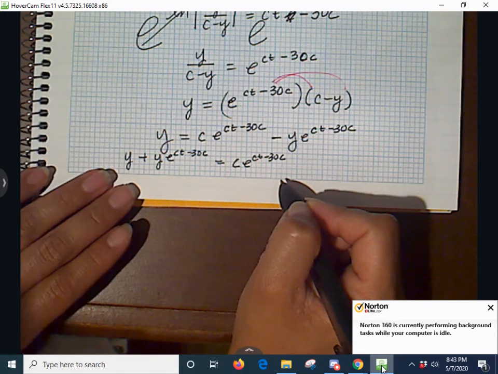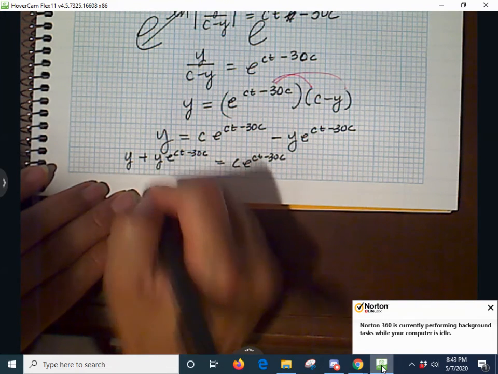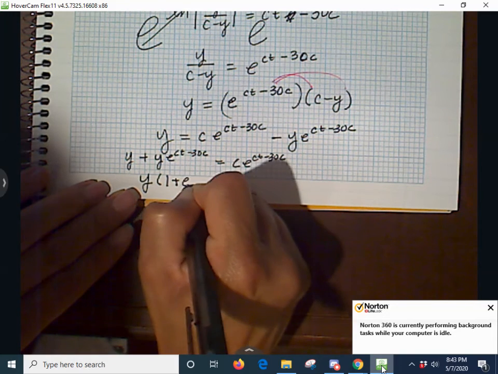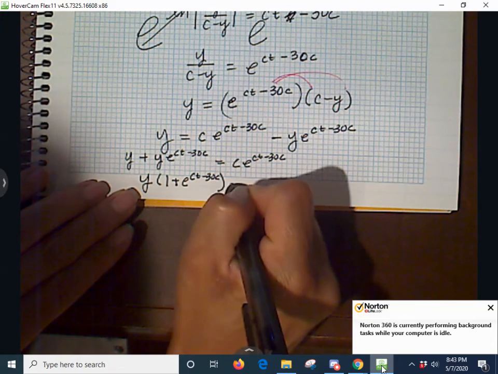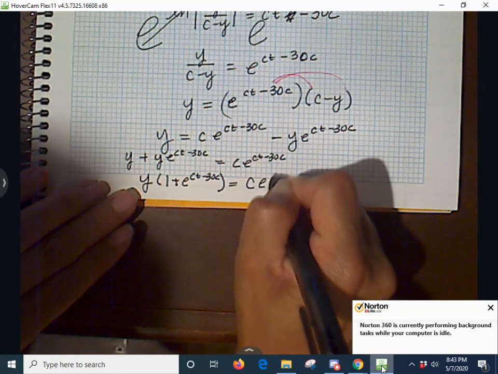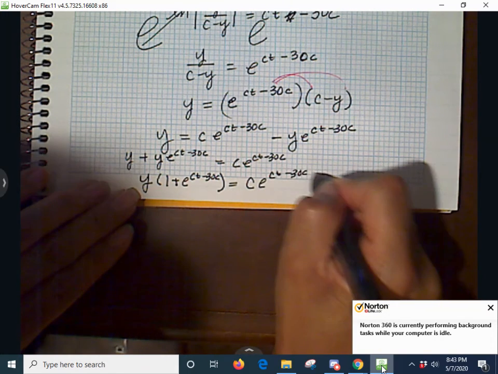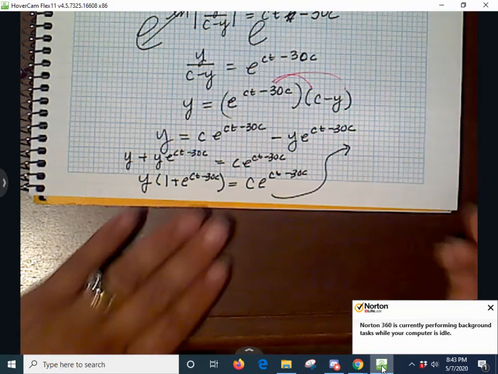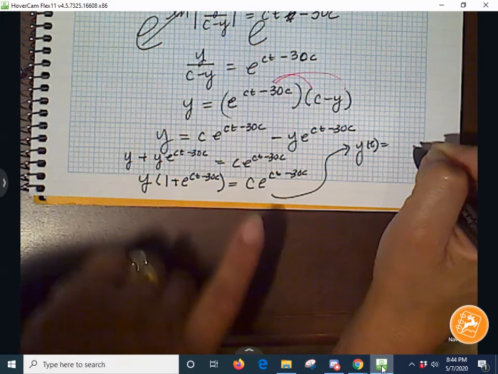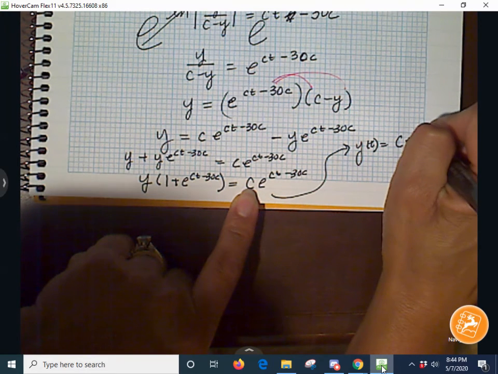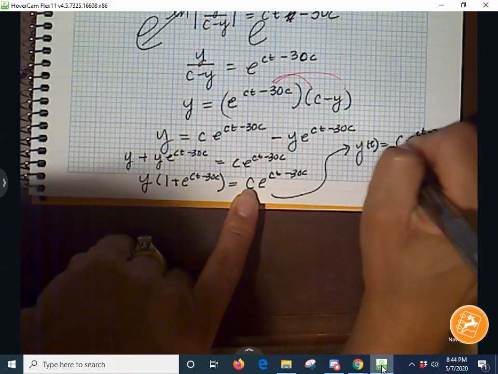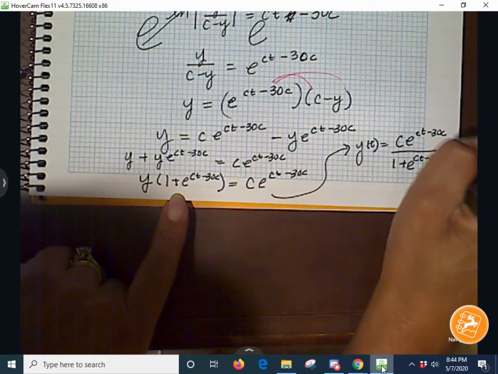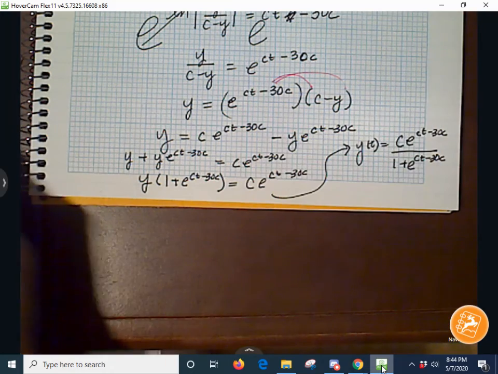Okay, and so now what am I doing next? I'm going to factor out the y. So when I factor out the y, it's going to leave me with 1 plus e to the ct minus 30c is equal to c. Okay, and then I'm going to bring it over here. So what is y in terms of t? It is equal to c e to the ct minus 30c divided by that 1 plus e to the ct minus 30c. And I sure hope that's the answer.